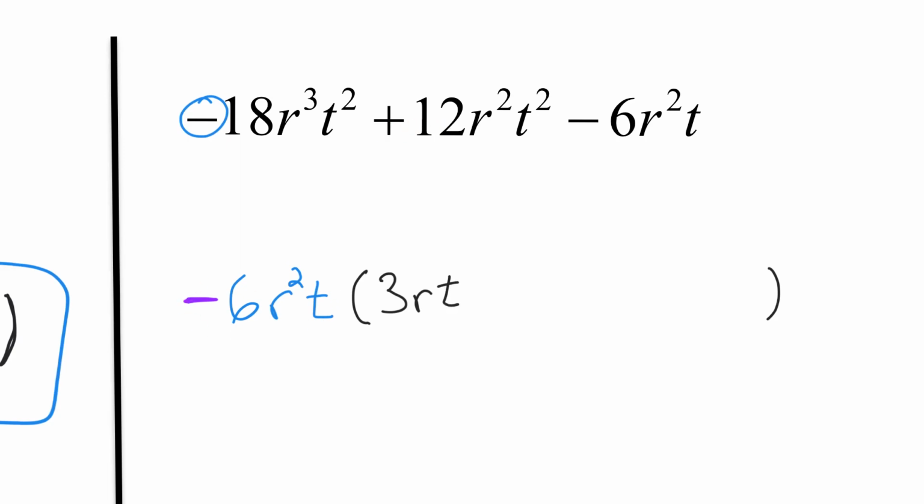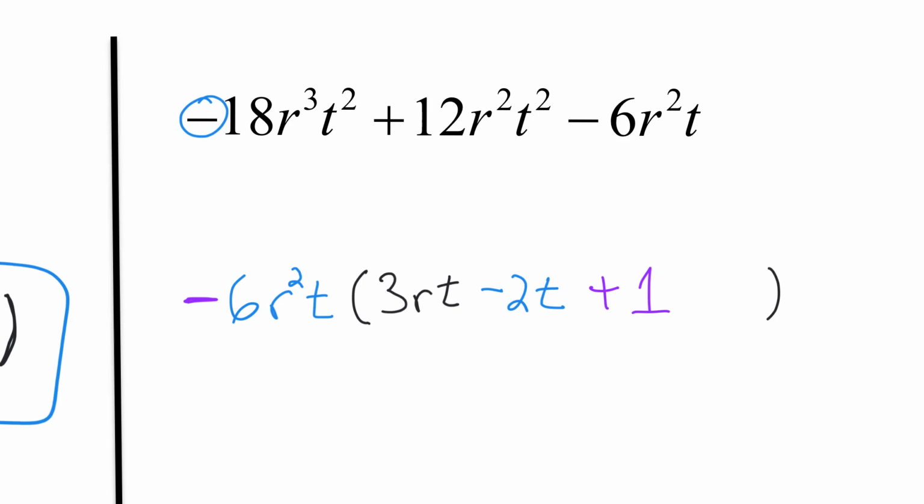Positive 12 divided by negative 6, that's going to be negative 2. You guys have an r squared, you took out the r squared, so no r's. T squared, you took out a t, so it's only 1t right here. And you guys go to the next term, negative 6 divided by negative 6, that's going to be a positive 1. And you guys have r squared, you took out the r squared. The t, you took out the t. We don't have any variables here, so we need the 1. Yes, we need it because we don't have any variables.